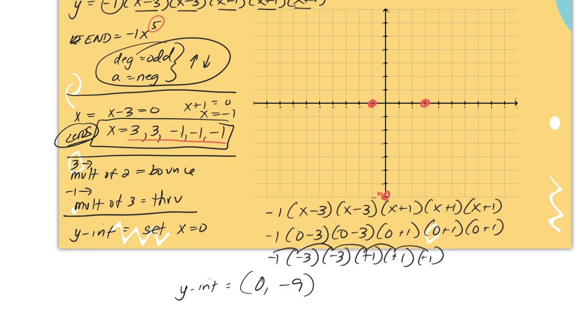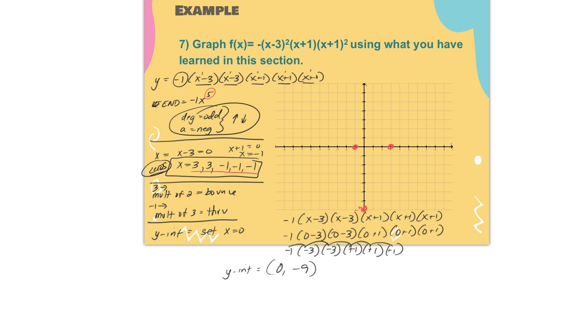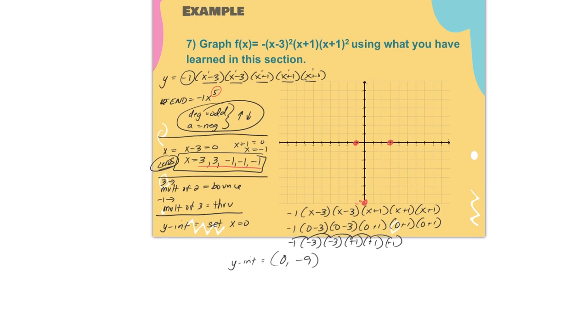So now I'm pretty much ready to try to graph this. So remember that I have my left side goes up, okay? And my right side goes down. And now let's see if it works. I'm going to go, remember that at -1, I'm going to go through it. So I'm going to go through -1, somewhere to the y-intercept.